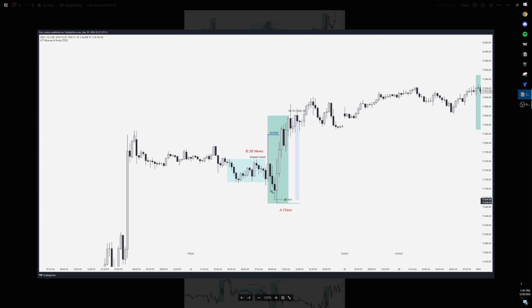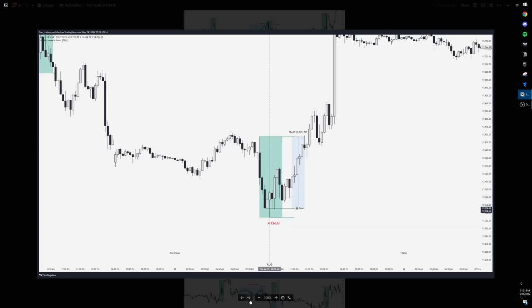Here you have 8:30 news, A class, sweeps it at the bottom, right at 9:30, trades all the way up into the data news, the data high, sorry. So data high, right up at the buy side. Also the buy side over here too.